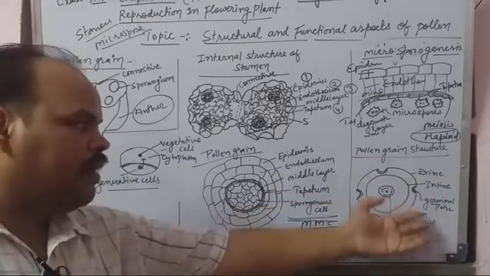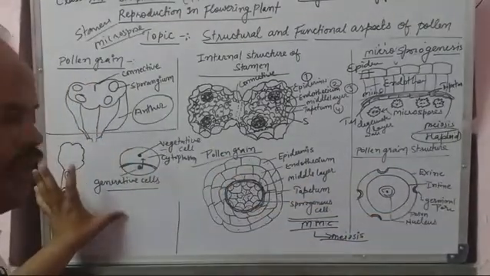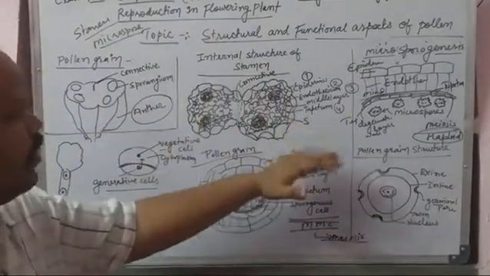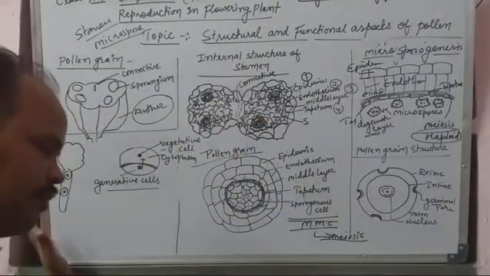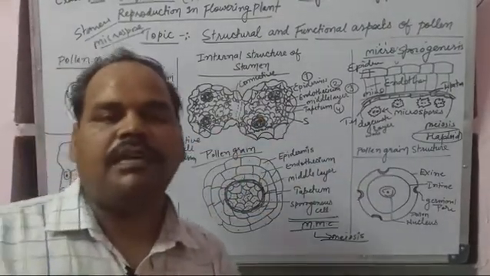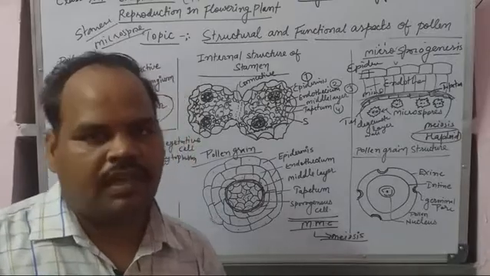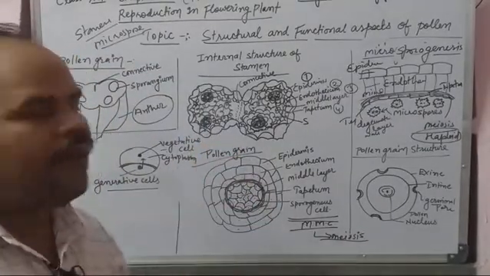So now the pollen grain structure, its outer and internal structure, and the microsporogenesis will be complete. In the next class we will start the female gametophyte.